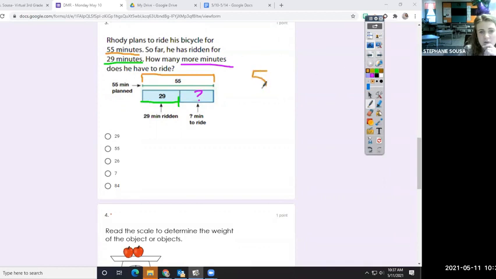So in order to do that, we're going to start with our total. We're going to subtract what we already have done. We've already done 29 minutes.